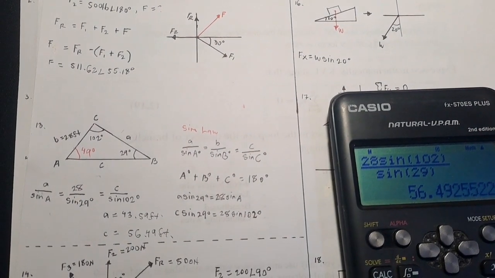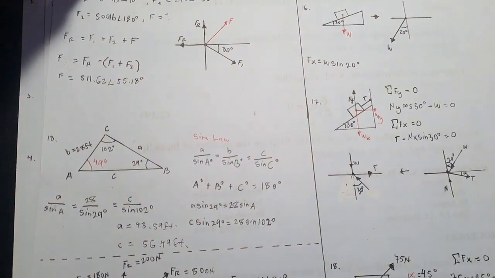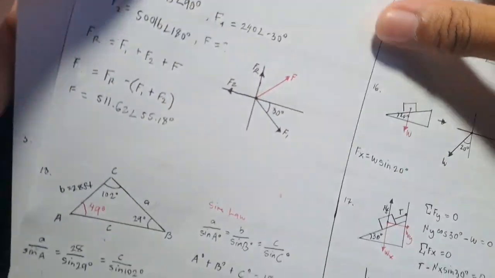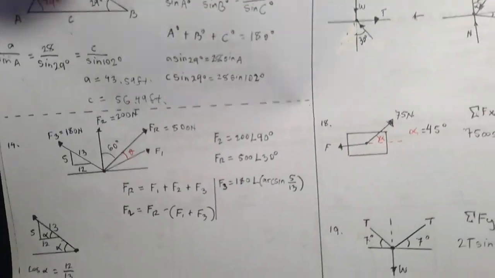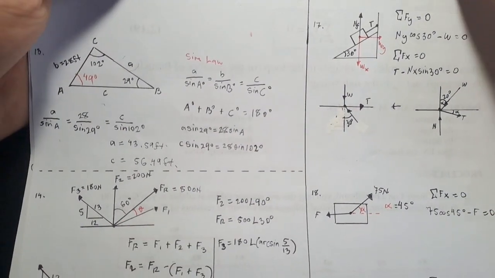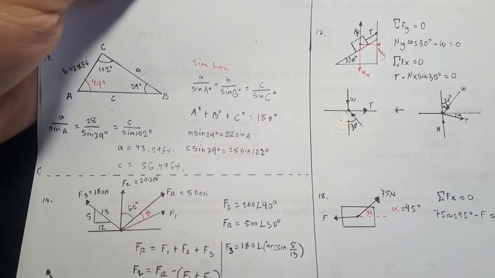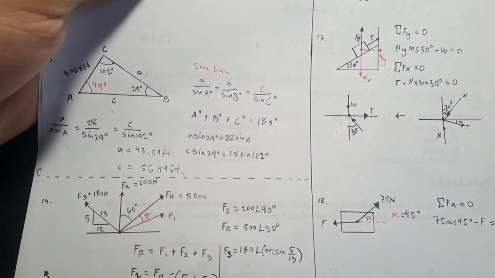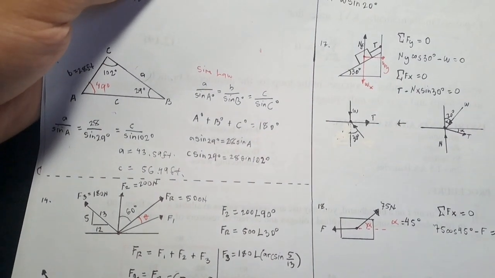So let's have number 14. Ito ang pumatay sa amin sa midterm exam. So we have a resultant force with a magnitude of 500, east of north 60 degrees. So kung i-x-axis natin siya, that's 30 degrees na. F2 is acting directly to the north, 200 Newton.